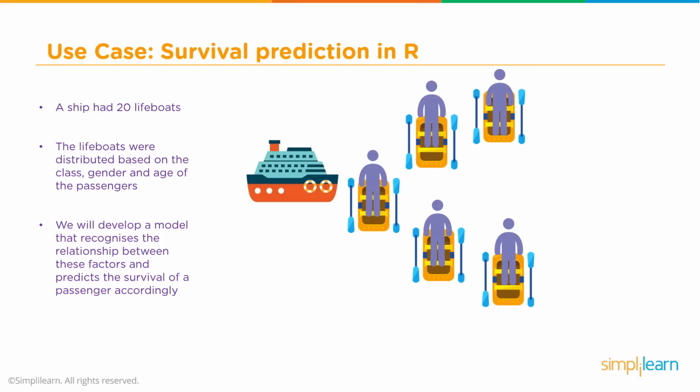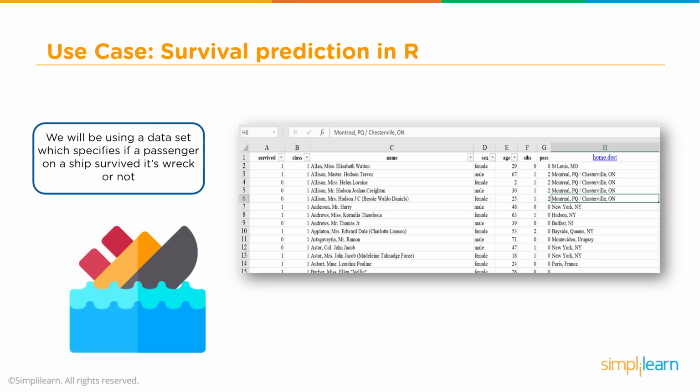So we want to predict whether the person is going to survive or die in a shipwreck. And we'll be using a data set which specifies if a passenger on a ship survived its wreck or not. So we're going to look at this data.